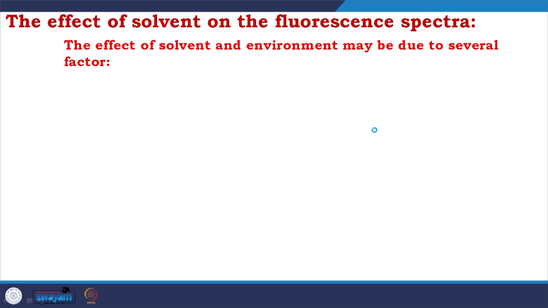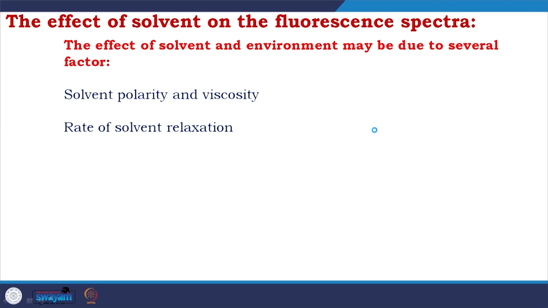The effect of solvent on the fluorescence spectra. The effect of solvent and environment may be due to several factors. Solvent polarity and viscosity play a major role. Rate of solvent relaxation. So, that is why I was telling that when you talk about quantum yield and fluorescence spectra, these depend on what type of environment you have, like what temperature and what solvent, these are the two major factors.